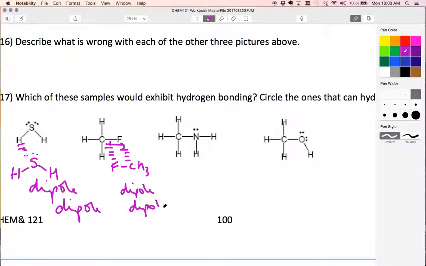Now technically we don't use these dotted lines for dipole-dipole, but I'm just showing them as an illustration of attractive forces between molecules in general. But usually we reserve these for hydrogen bonding.